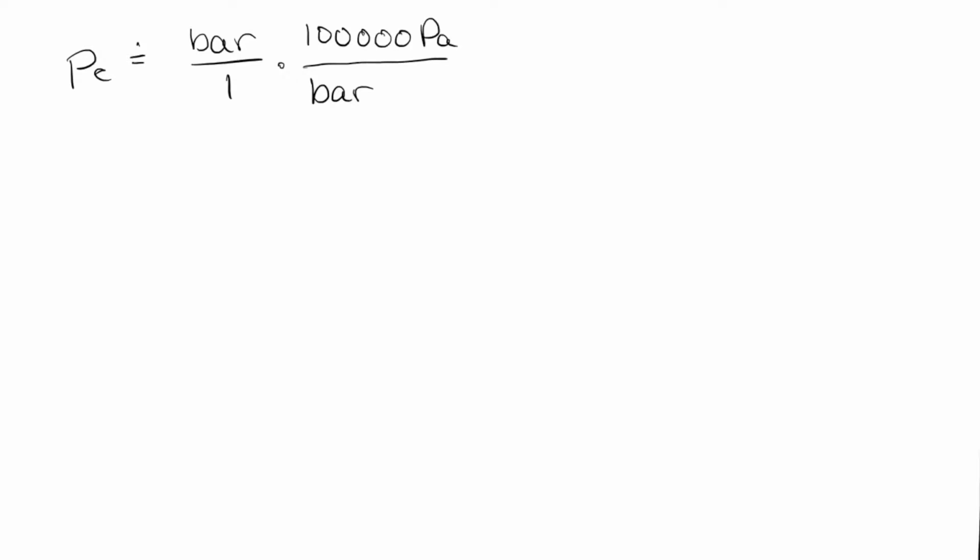In order to do that, I'll start with my pressure because it's the easier of the two. I'm going to get pressure in units of bar. And in order to convert that to pascals, we simply have 100,000 pascals per bar. And that will give me units of pascals.